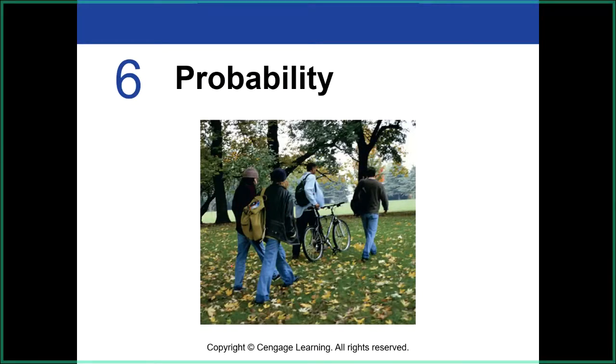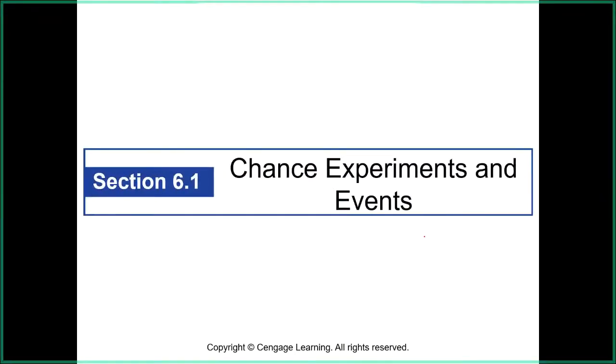Okay, everybody, we're going to go in here on Module 3. Week 3, we're looking at probability. So we have several sections we're going to go through here on probability. First thing we need to define is something called a chance experiment and events.